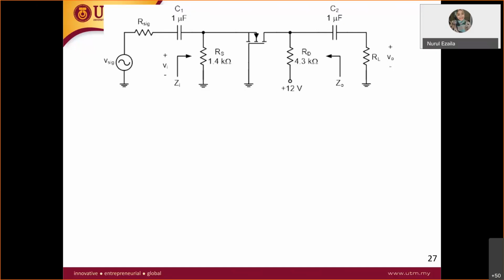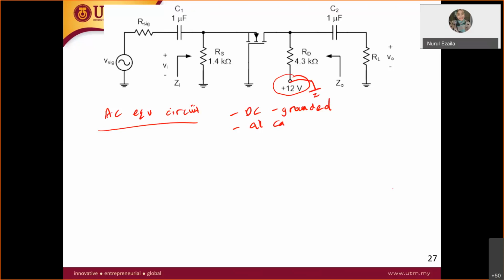All right, so in order to draw the AC equivalent circuit, what you should do first thing first is DC grounded. So you have this DC grounded, and all capacitors short circuit. This one short circuit, and this one also short circuit. Same like common base. How do you draw the common base?